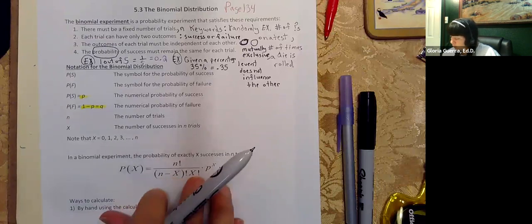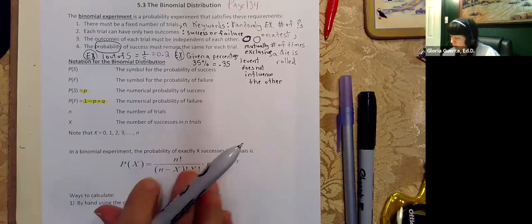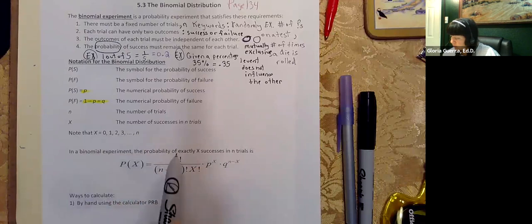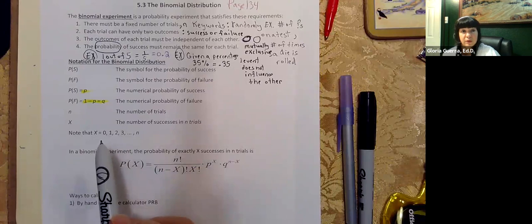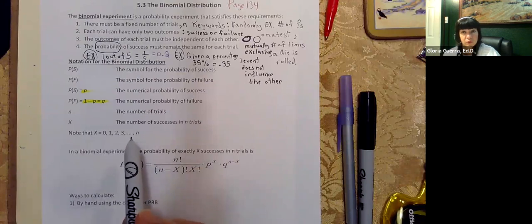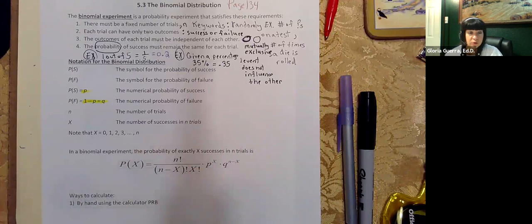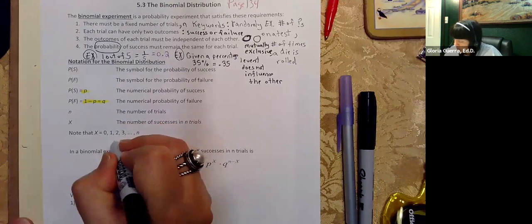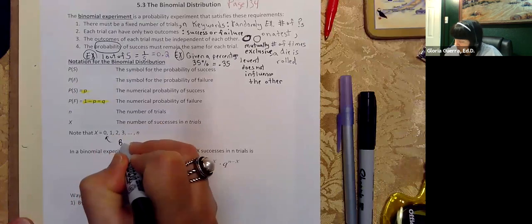N is the number of trials. Capital X is the number of successes in n trials. And you want to pay attention to capital X. Notice how it starts with 0, 0, 1, all the way to a certain value, which they're calling n. So it does start with 0, so that's important to note. X begins with 0.